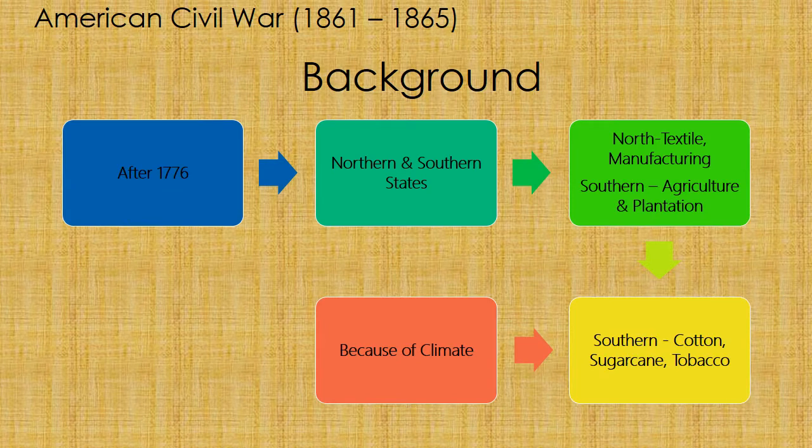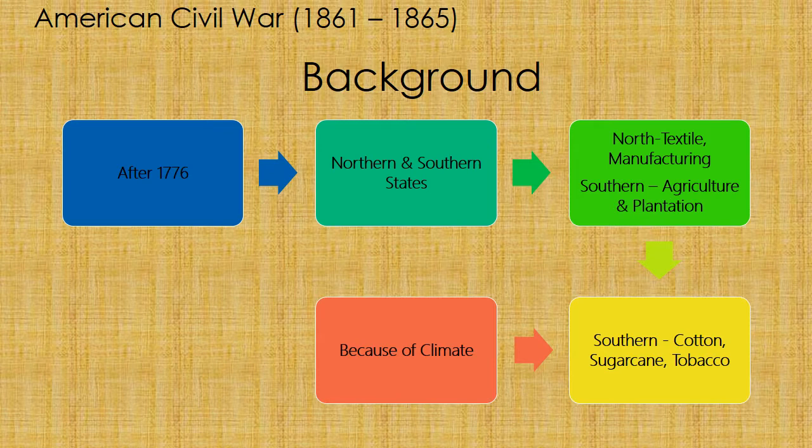Background of the American Civil War. After 1776, America was broadly divided into two halves, the northern and the southern states. The North, in the 19th century, experienced a tremendous industrial spurt with a large number of textile factories and manufacturing industries being set up. The South depended heavily on agriculture and plantations.